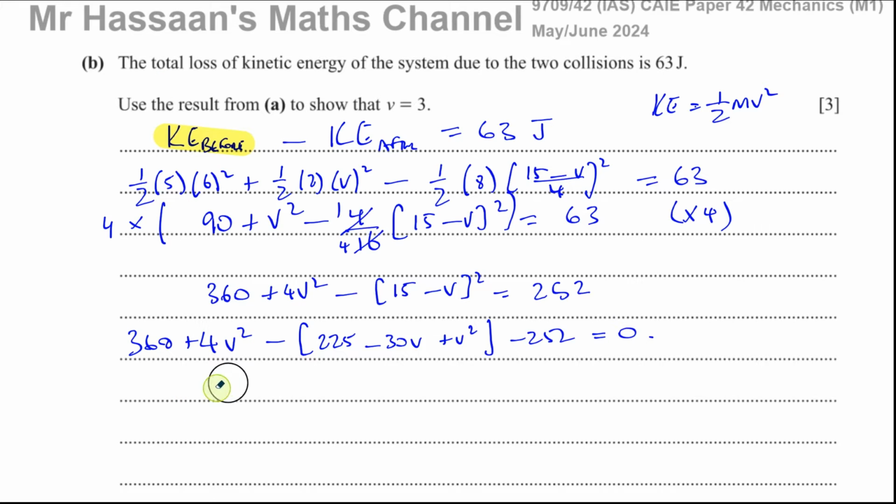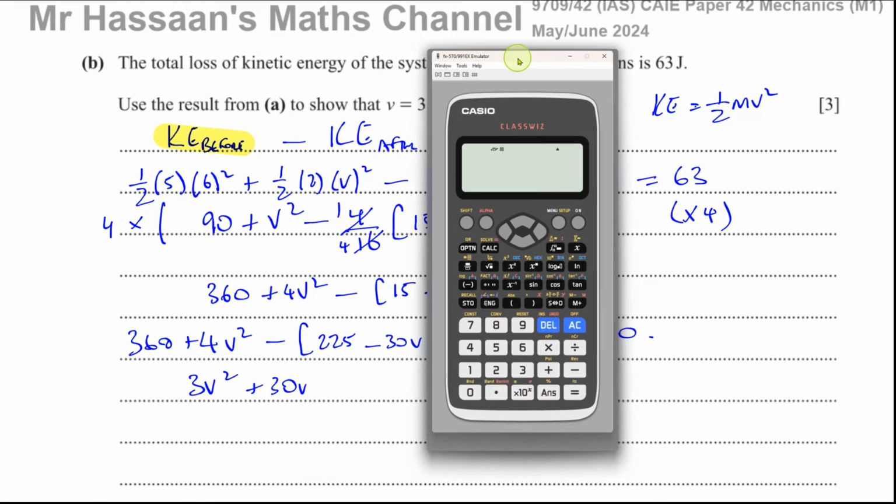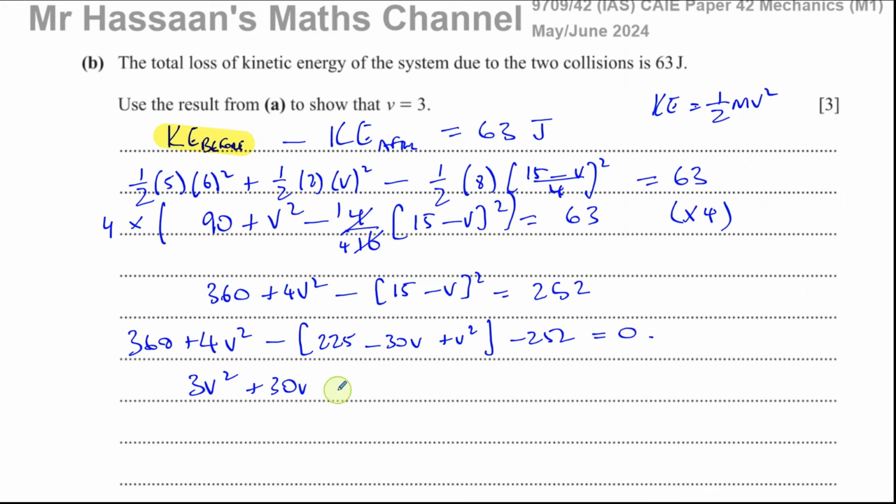I'll do this in one go. So you got 4v squared minus v squared, which is 3v squared. You're going to have minus 30v, which is plus 30v. And then you're going to have 360 minus 225 minus 252. That gives you minus 117 equals 0.